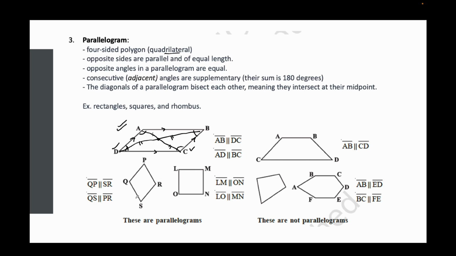So as you can see, this is a parallelogram. These are not, because this is not parallel to this. This has more than 4 vertices, and this line is not parallel to this line. So these are not parallelograms, these are parallelograms. As you can see, QP is parallel to SR, QS is parallel to PR. Same in the case of this one.